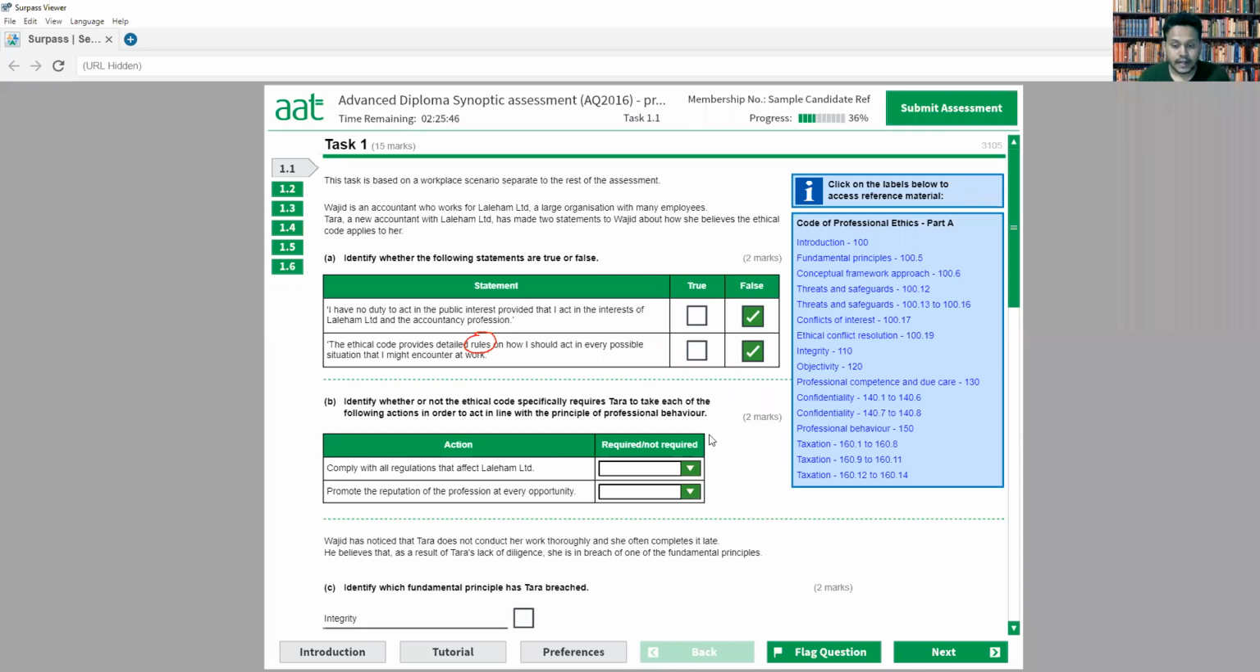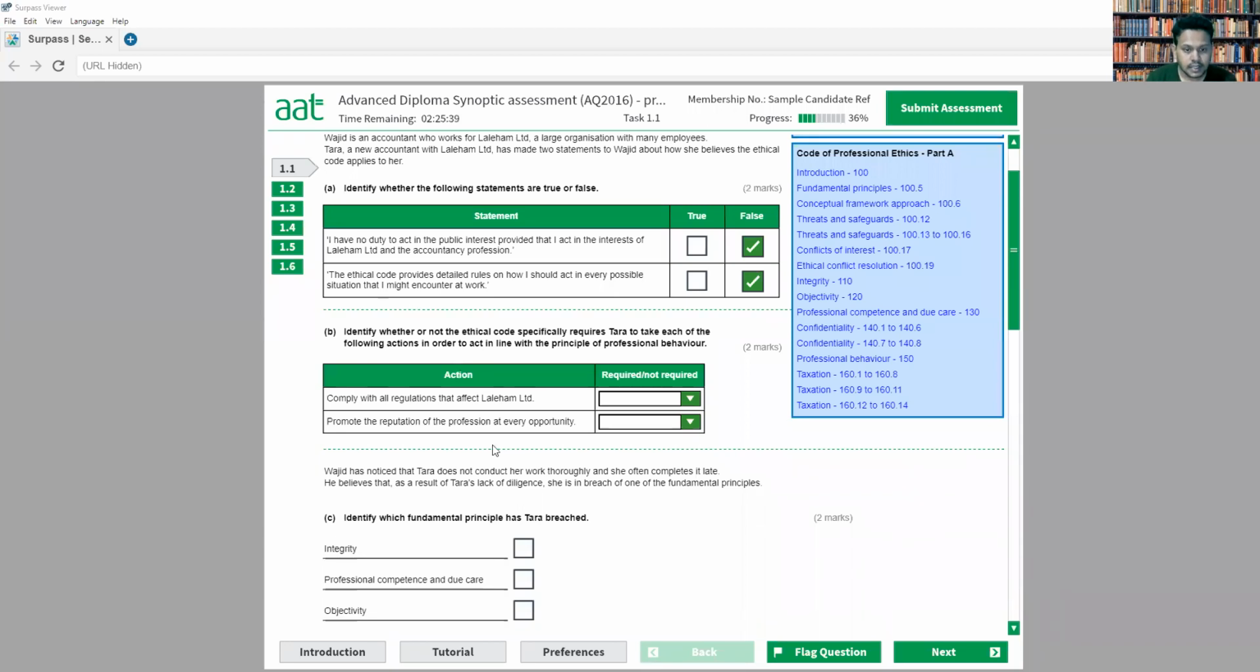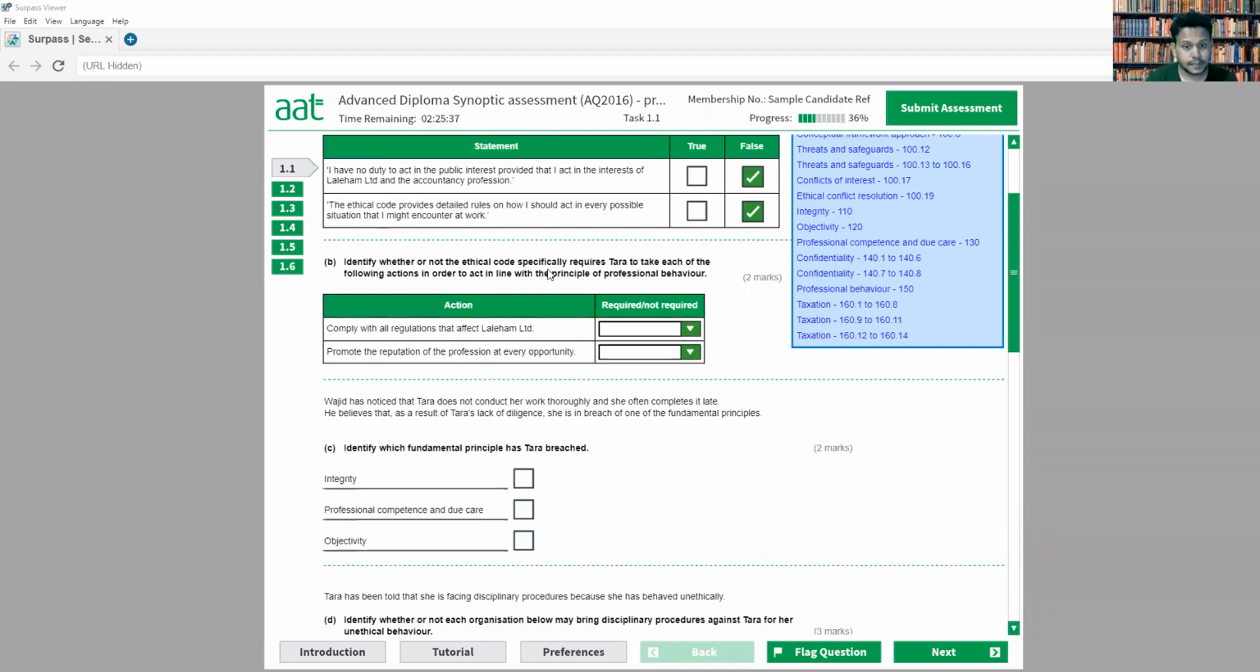All right, the next point we're going to see here is B: identify whether or not the ethical code specifically requires Tara to take each of the following actions in order to act in line with the principle of professional behavior. So let's have a look. What does the ethical code say to Tara? Action: required or not required. So you have to pick either required or not required.